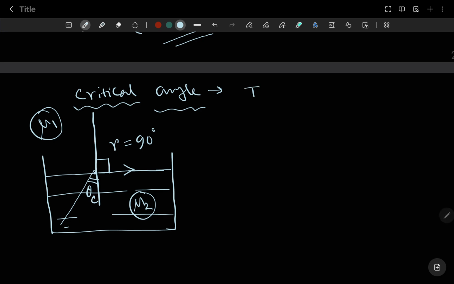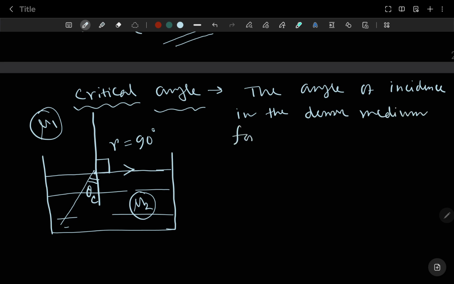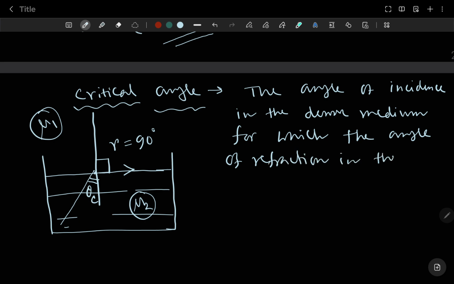The angle of incidence in the denser medium for which the angle of refraction in the rarer medium is 90 degrees.